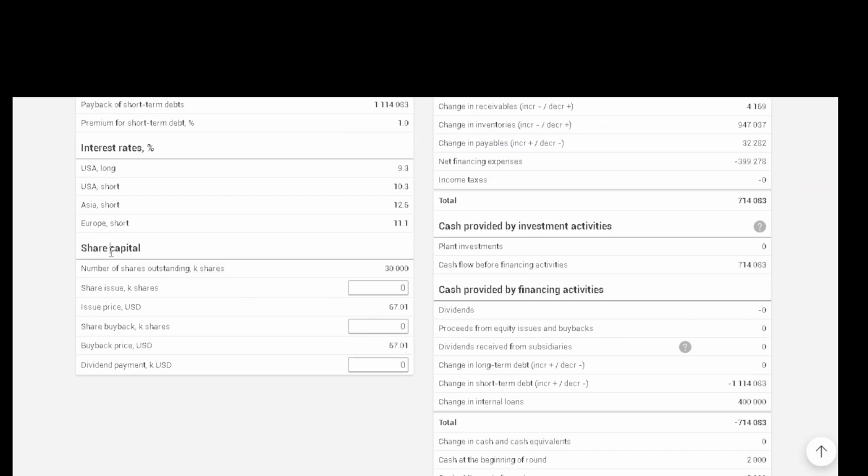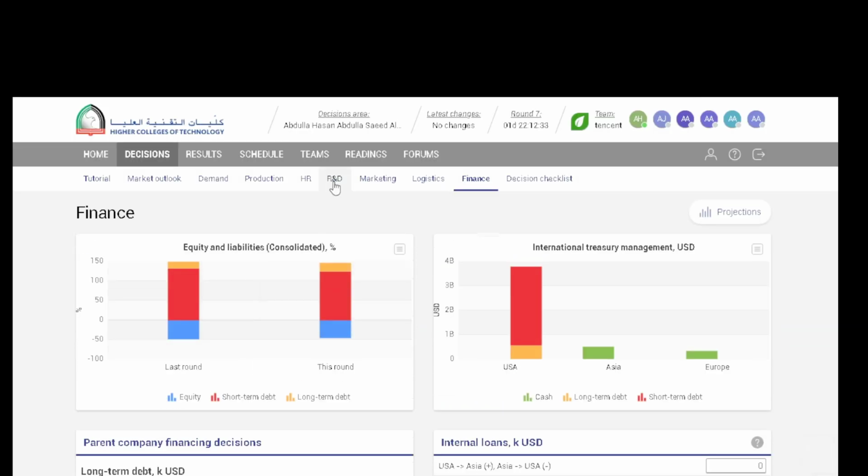Then the last part is share capital, and here you can maybe issue shares, you can buy back shares if you need more money, and also you can pay for dividends. So that's all about round 7 walkthrough of Cesim.